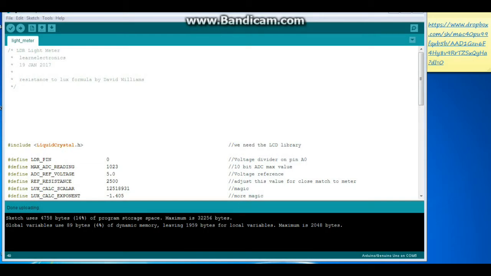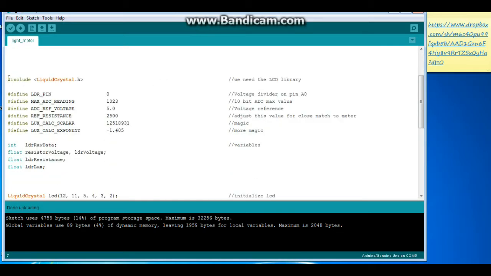All right, here's our code for the LDR light meter. And the formulas and some of the values I found by looking up LDR Arduino light meter. And this fella here, David Williams, did an Excel spreadsheet to calculate values. So credit goes to him for the complicated math involved here. All right, first, since we're using an LCD screen, we need the liquid crystal library.